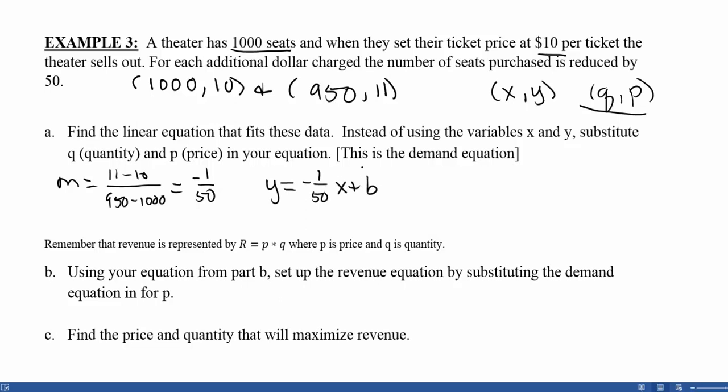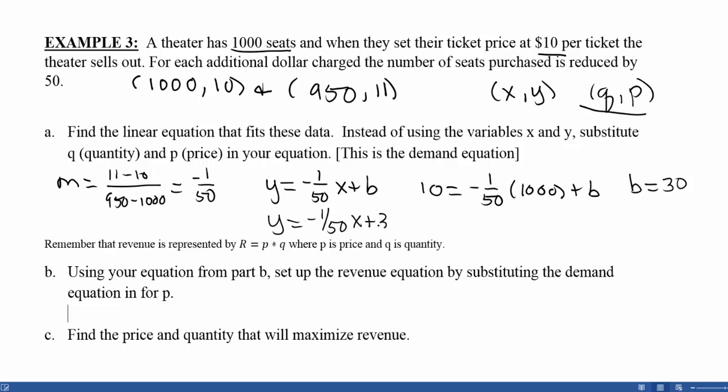In order to solve for b, I need to plug in one of my points. It doesn't matter which point I plug in, I'll get the same answer. So I'm going to use the first one. If I plug in my point, I have 10 equals negative 1/50th times 1,000 plus b. Negative 1/50th times 1,000 gives me negative 20. If I add that over to the left, I get b equals 30.